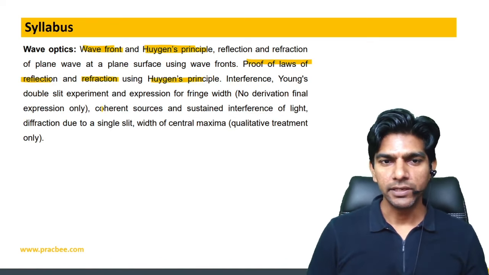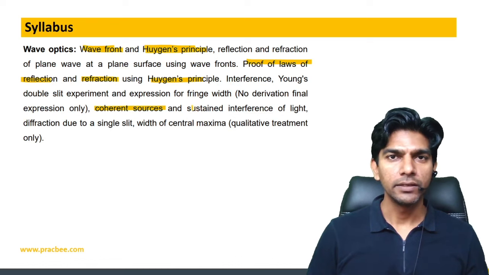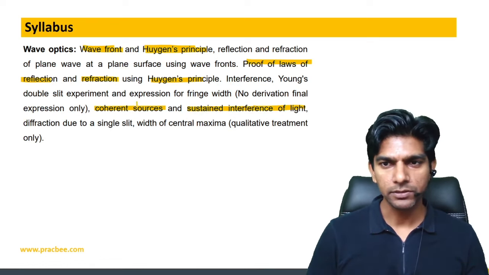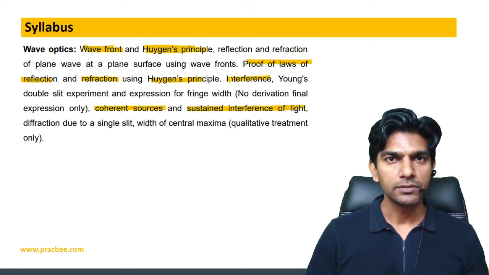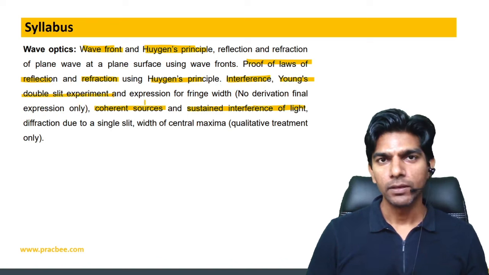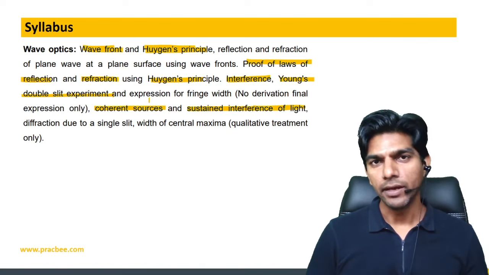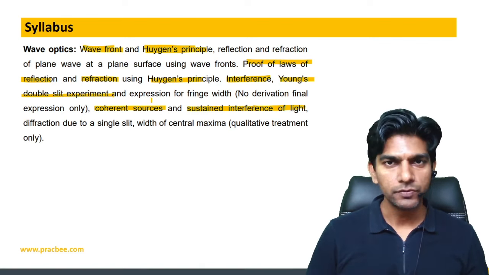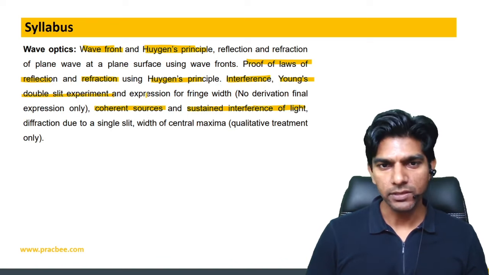Then we'll study what are coherent sources and how we can have a sustained interference pattern in case of coherent sources. Then the interference, and then we'll study Young's double slit experiment in detail and different terms related to it, like the position of the bright fringe and dark fringe from the central maxima, and then what is the angular fringe width, what is the fringe width. All those concepts we'll study in Young's double slit experiment.